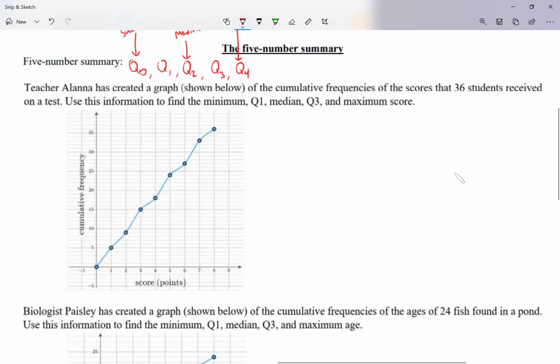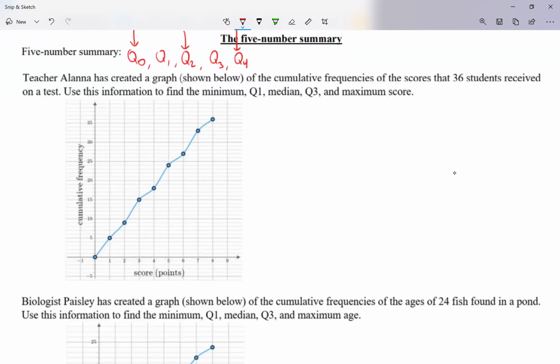So now here, teacher Alana has created a graph, which is shown below, of the cumulative frequencies of the scores that 36 students received on the test. Use this information to find the minimum, which is quartile 0, the smallest, quartile 1, the median, quartile 3, and the maximum scores.